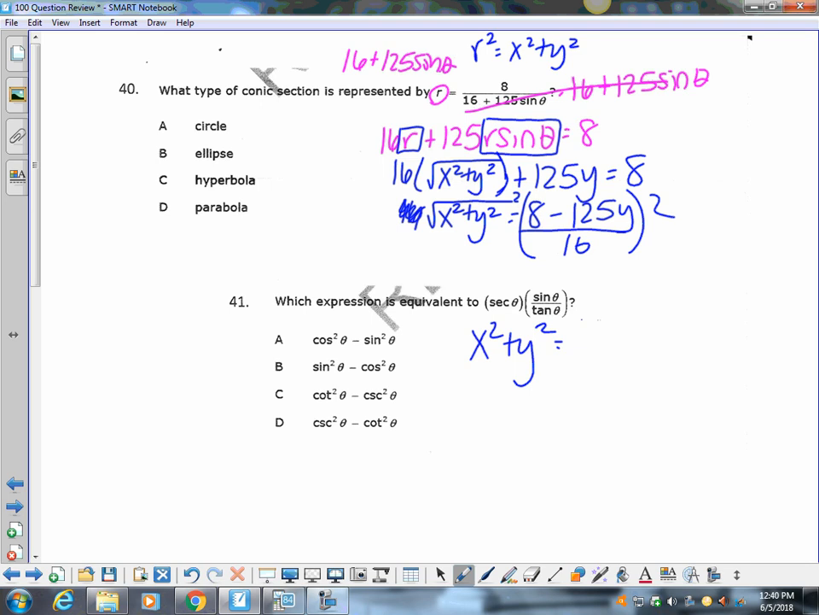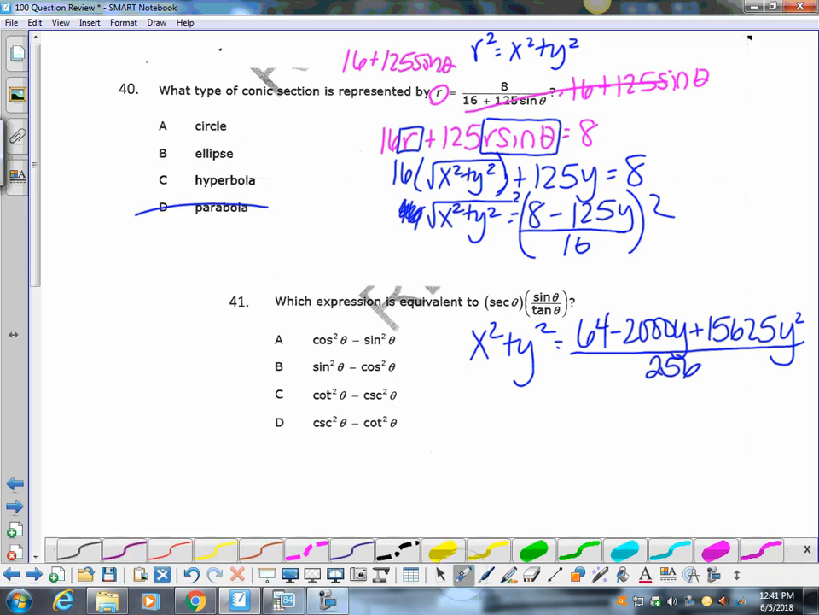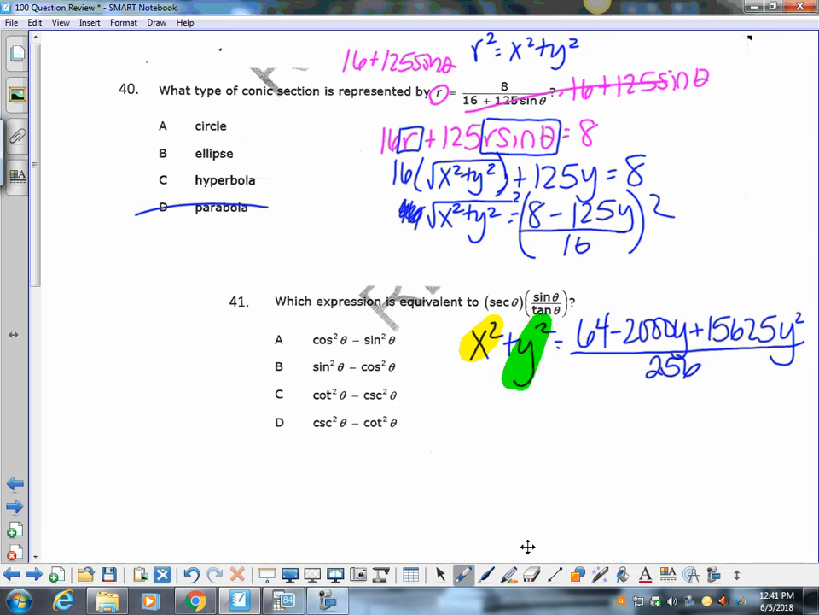And that's going to give me 64 minus 2,000 y plus 625 y squared all over 256. Now, I can see that I have an x squared and a y squared, so I know I'm not a parabola. I have an x squared here, and I have a y squared here and here. That 256 is under everybody, so he's also under that y squared.